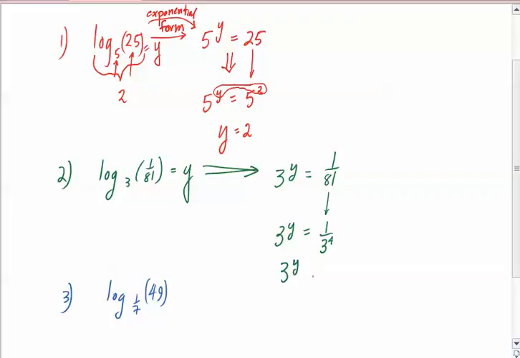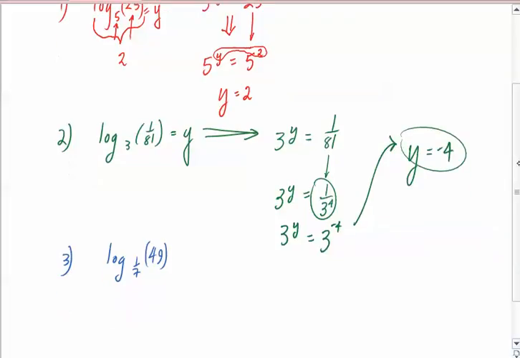Now I'm going to copy that left side again. I'm going to rewrite this part so that the 3 is a base in the numerator, not the denominator. Well, the only way to move that to the numerator is to give it a negative 4. So now I can conclude that y is negative 4. There's my answer. We're going to check these on the calculator in a second.